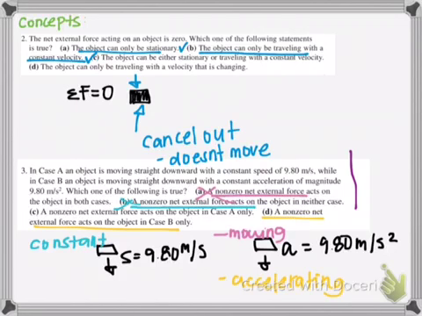Now let's look at D. A non-zero net external force acts on the object in case B. Because case B is accelerating and it's causing a change in velocity, it is possible that a net external force acts on an object in case B. In case A, since there's no change in velocity, it could be that it just goes on and on forever.